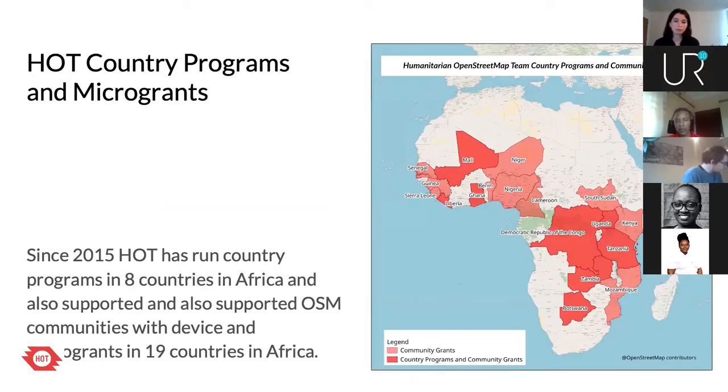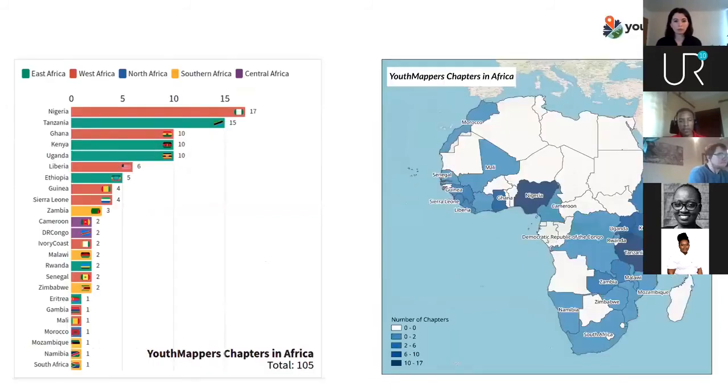On the next slide, we also looked at the countries where there are local communities participating, and what some of the factors are behind their existence and active work. The Humanitarian OpenStreetMap Team has been working with local communities, giving grants and also running country programs. The other one is, of course, YouthMappers, who have 105 chapters now in Africa. That is 50% of their global coverage, and the highest numbers there are in Nigeria and Tanzania.